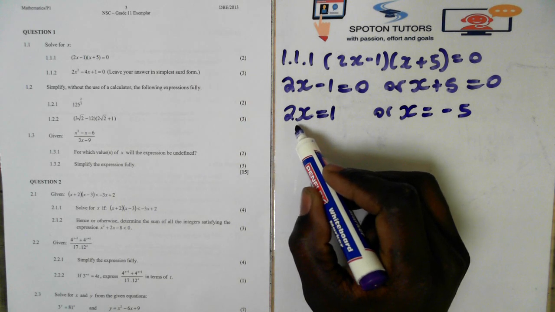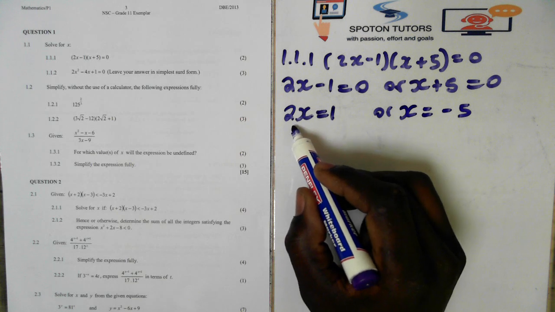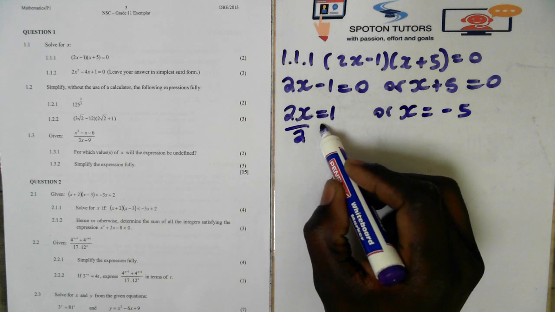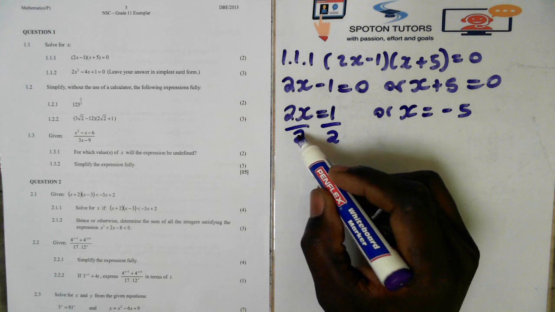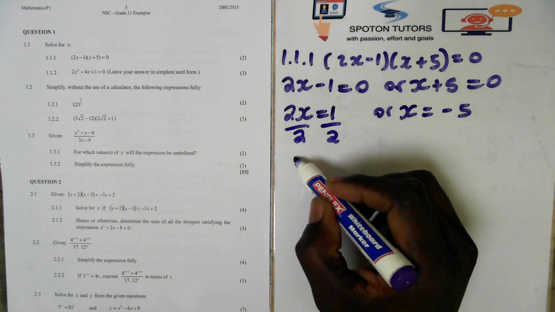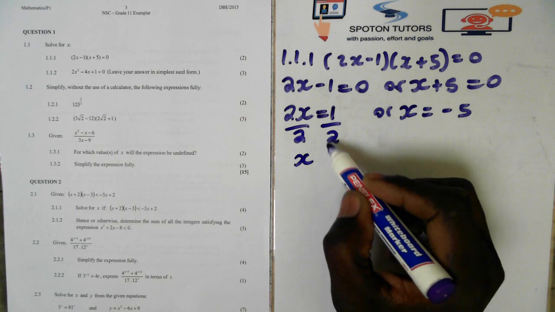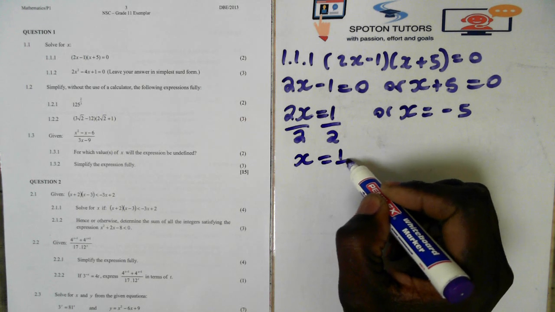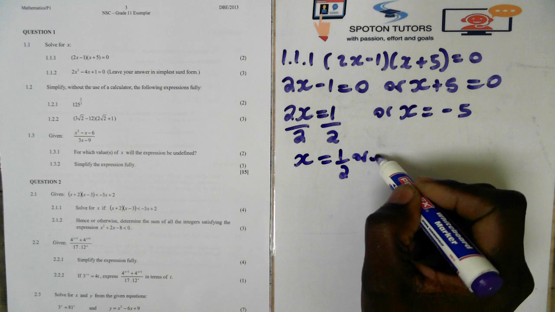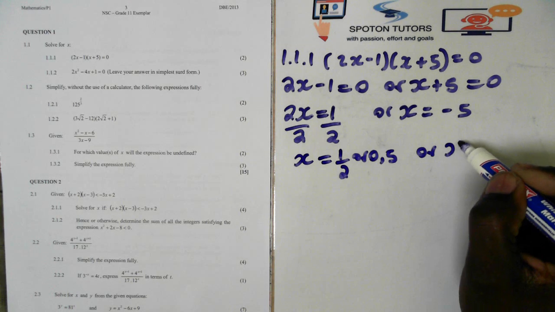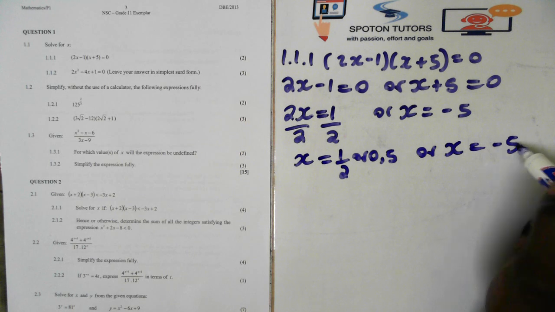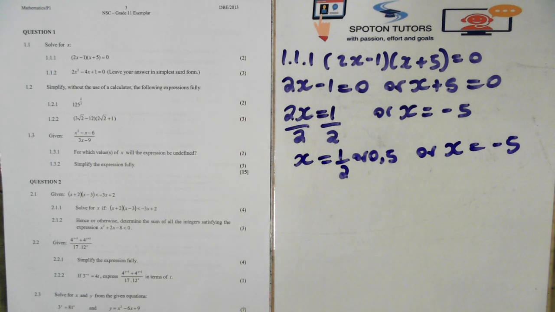You want to solve for x, and 2 is multiplying x, so you're going to divide both sides by what is multiplying x. 2 divided by 2, 1. 1 times x, x. This equal sign 1 over 2, or 0.5, or x is equal to minus 5. You have solved that part of this question.